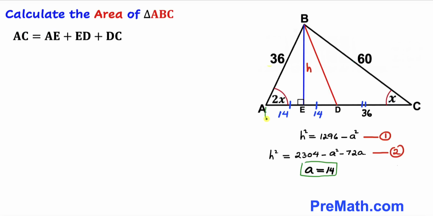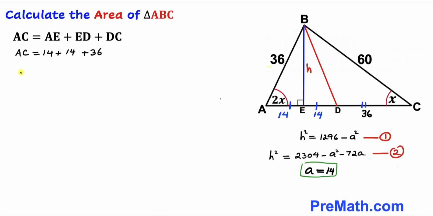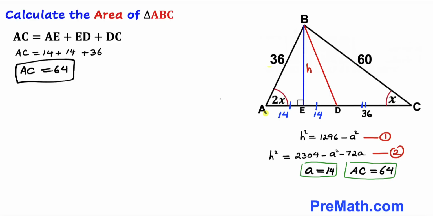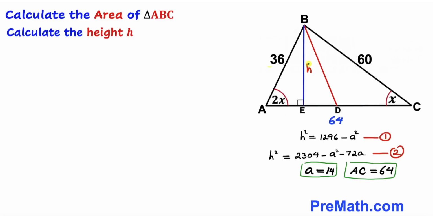And now we can see this whole distance AC is equal to the sum of this AE plus this ED and this DC. So let's go ahead and just write down AC is going to be 14 plus 14 plus 36. So therefore our length AC turns out to be 64 units. Therefore this whole length AC turns out to be 64 units.